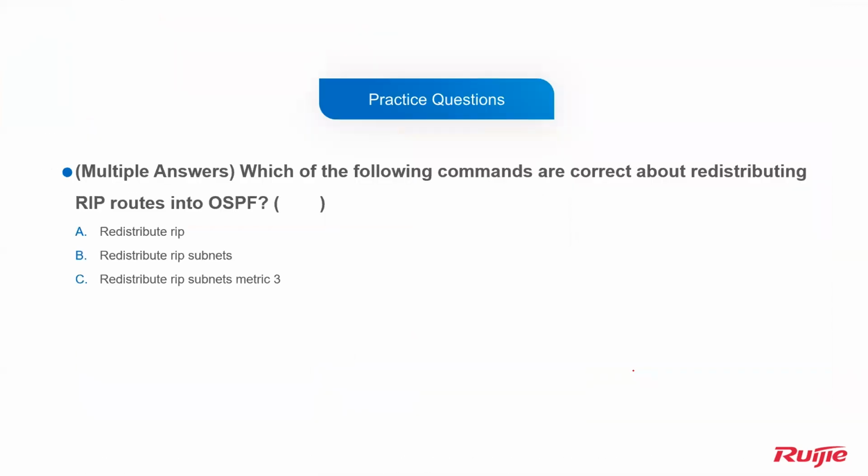After knowing the configuration of it, next let's see some questions. First, which of the following commands are correct about redistributing RIP routes into OSPF? A, redistribute RIP. B, redistribute RIP subnets. C, redistribute RIP subnets metric 3. Which of them do you think are correct? I think it's B and C, right? B and C.